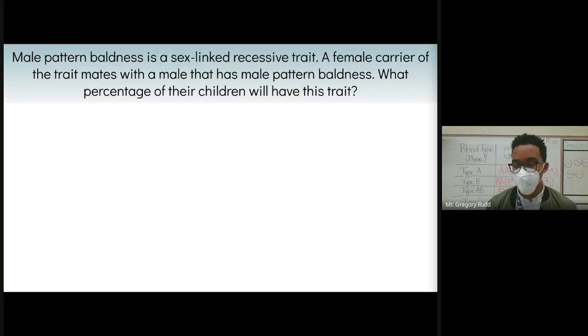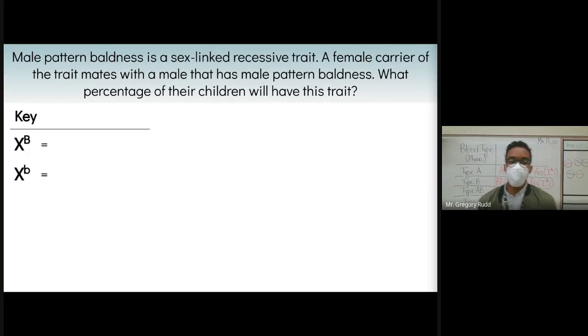We need to make a key. Good. So in this key, we need to define what each of the alleles look like. Now, the keys are going to look a little bit different here than they have in the past. You can, at this point, choose whatever you want your key to look like, as long as it has the important information. So we need to define what each allele codes for, and then we need to find out information about the parents, and then we can go from there.